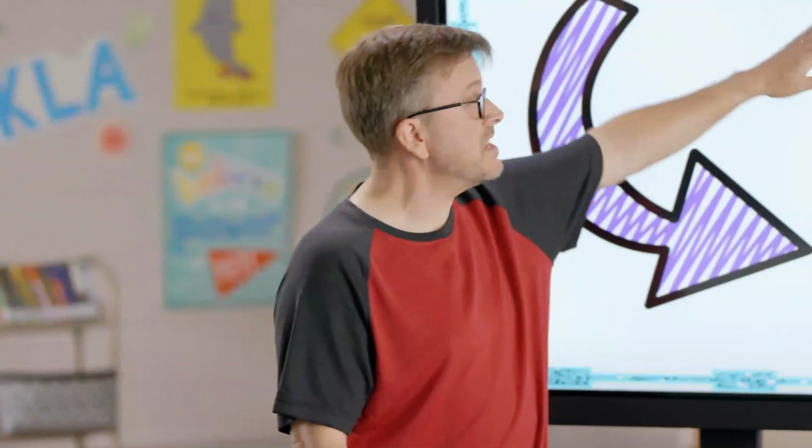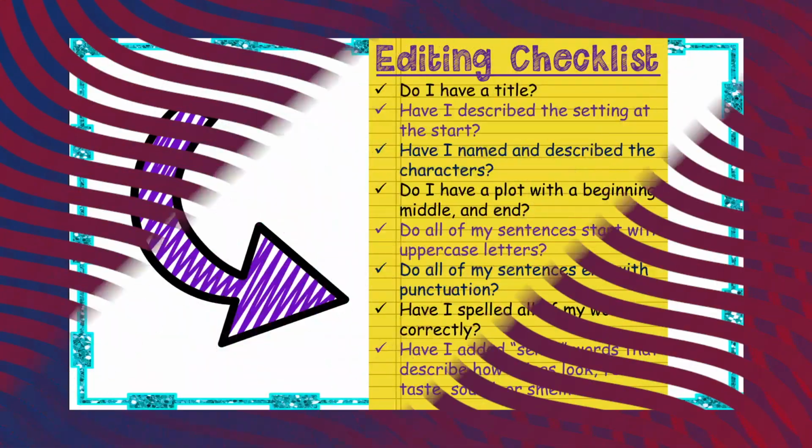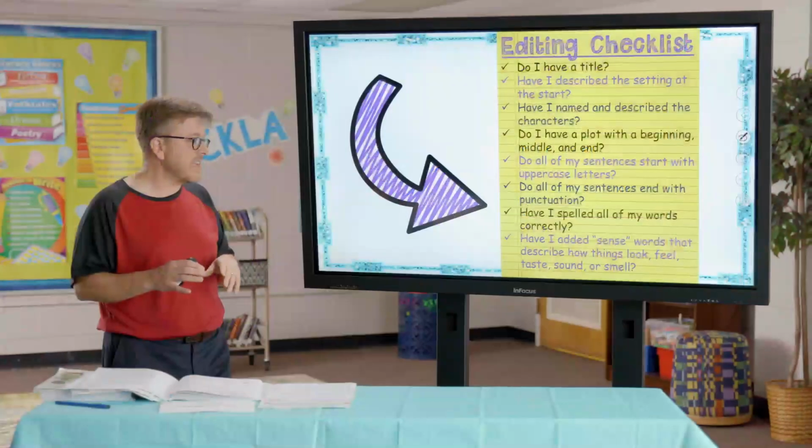Let's go through it. First thing that you see on yours is, do I have a title? Okay, so we're going to look for a title, and you'll see that in just a moment. Have I described the setting at the start? Have I named and described the characters? Do I have a plot with a beginning, middle, and end? Do all of my sentences start with uppercase letters? Do all of my sentences end with punctuation? Period, question mark, exclamation point? Have I spelled all of my words correctly? And have I added sense words that describe how things look, feel, taste, sound, and smell?